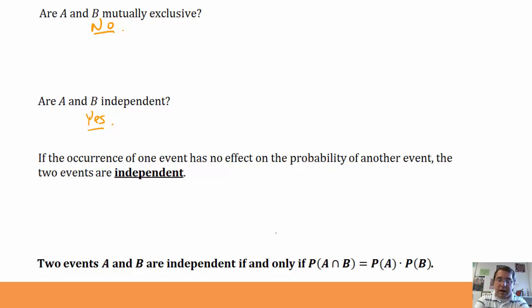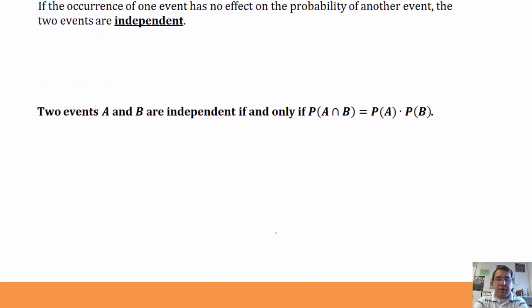The probability of getting a head on the second toss. So two events A and B are independent if and only if the probability of A intersect B equals the probability of A times the probability of B. Notice that's what we have here. 1/4 equals 2/4 times 2/4.